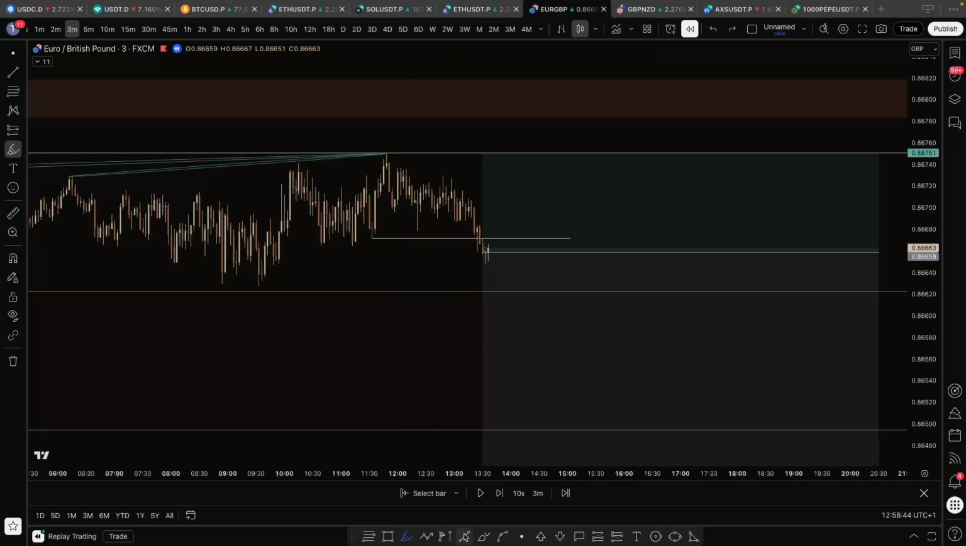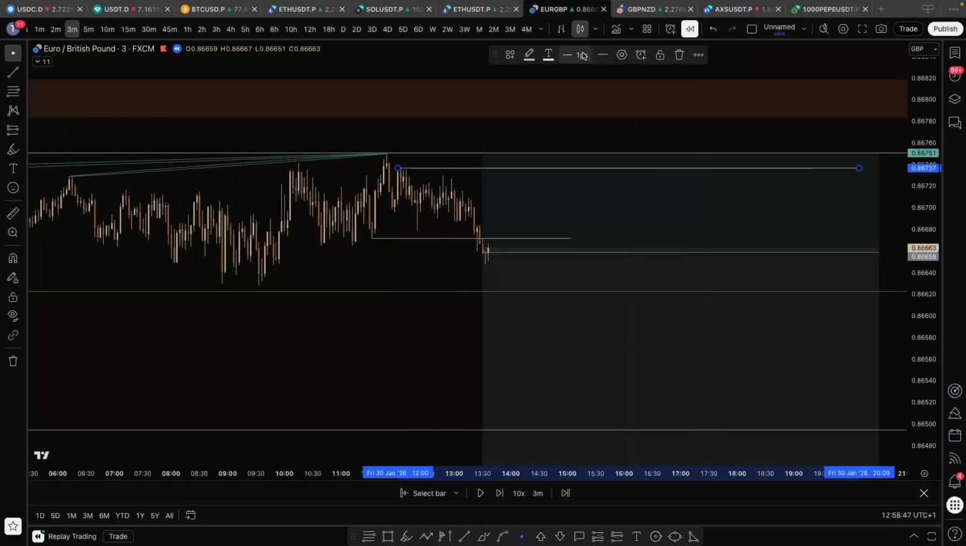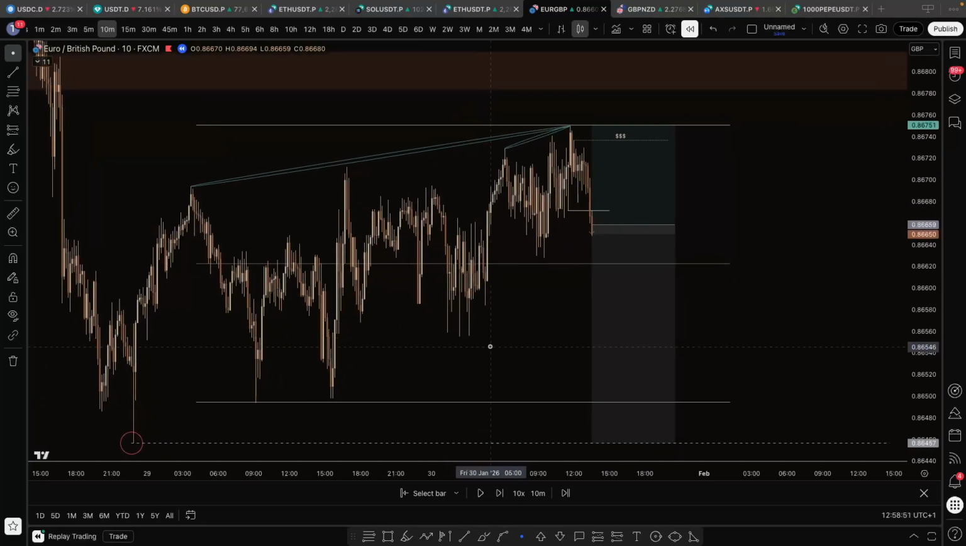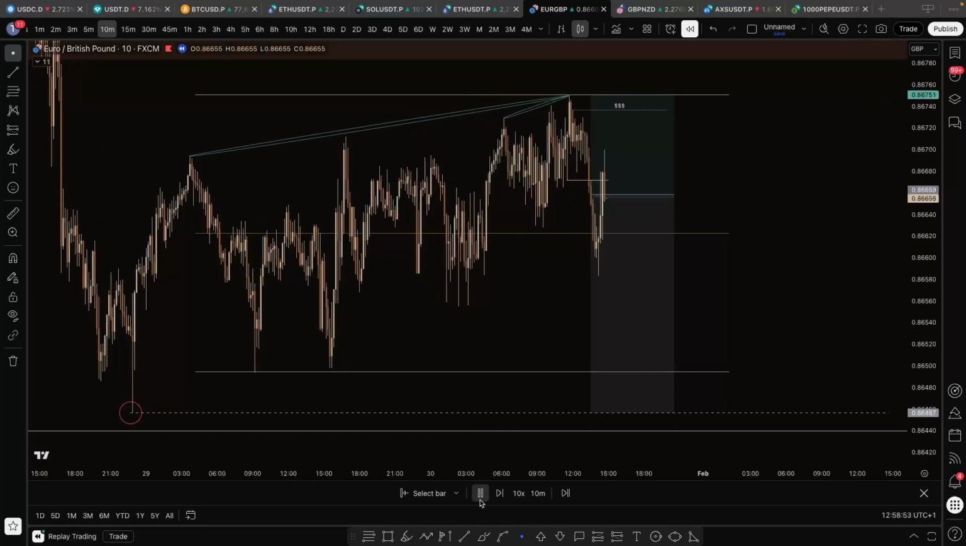So that's your first move up. This is your extreme liquidity. That's what you want to grab. And then you can have a retest entry. But for now, I already had a starter position in there.